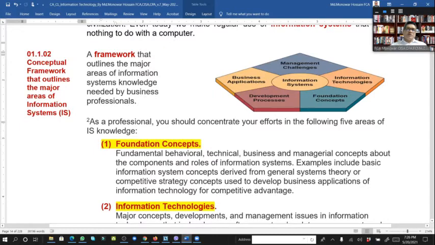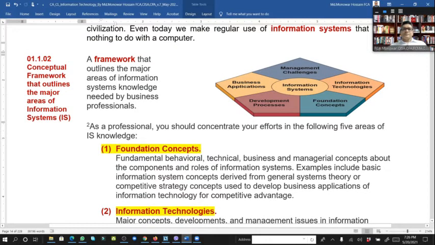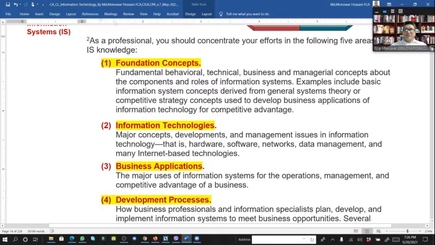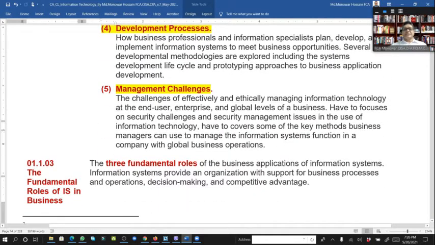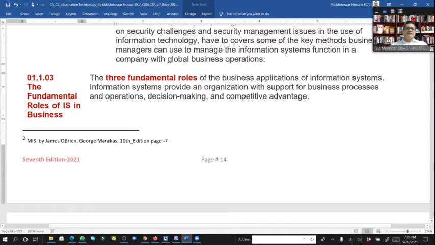So here we can say the five areas of information technology within the framework: fundamental concepts, information technologies, business applications, development processes, management challenges, and the fundamental roles of information systems in business.